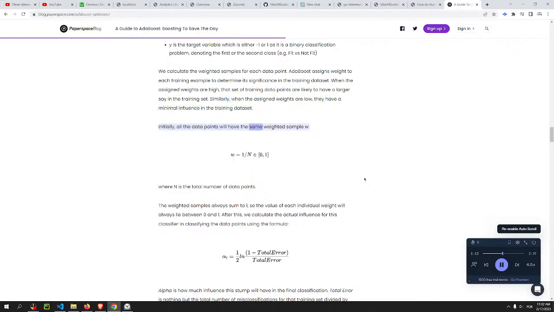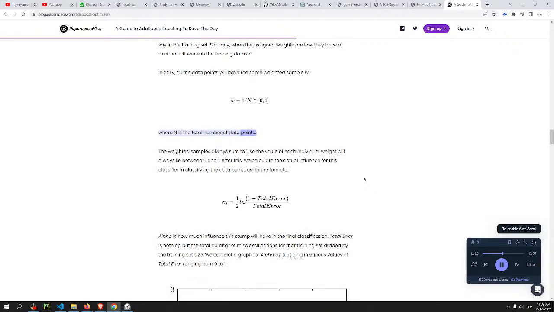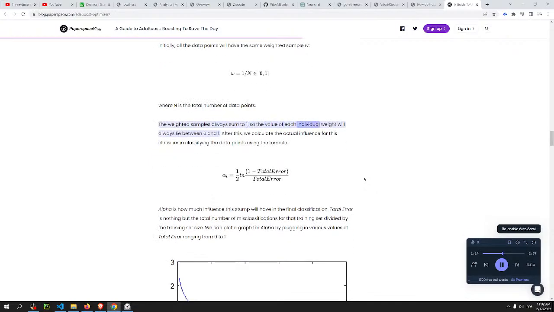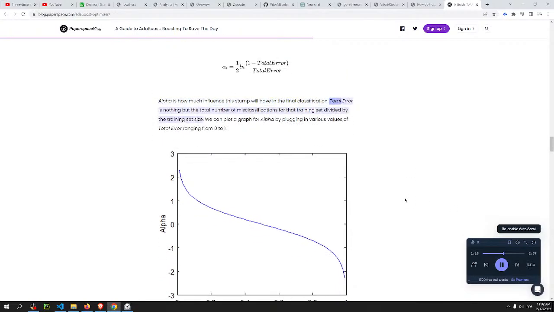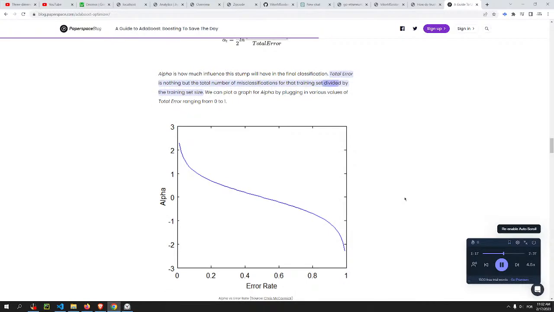Initially, all the data points will have the same weighted sample W, where n is the total number of data points. The weighted samples always sum to 1, so the value of each individual weight will always lie between 0 and 1. After this, we calculate the actual influence for this classifier in classifying the data points using the formula. Alpha is how much influence this stump will have in the final classification. Total error is nothing but the total number of misclassifications for that training set divided by the training set size.